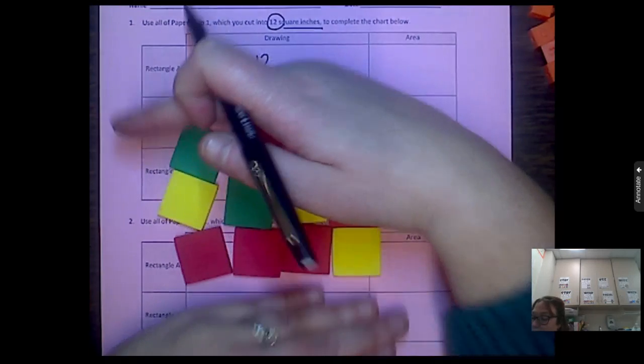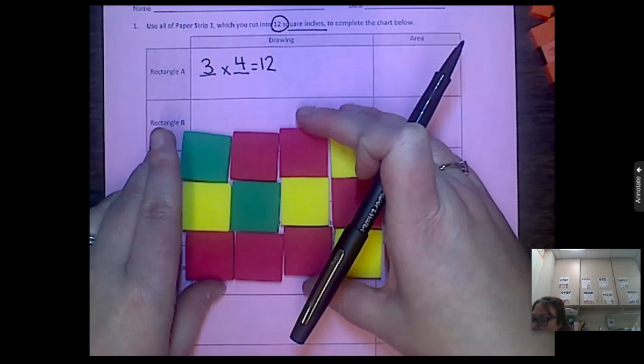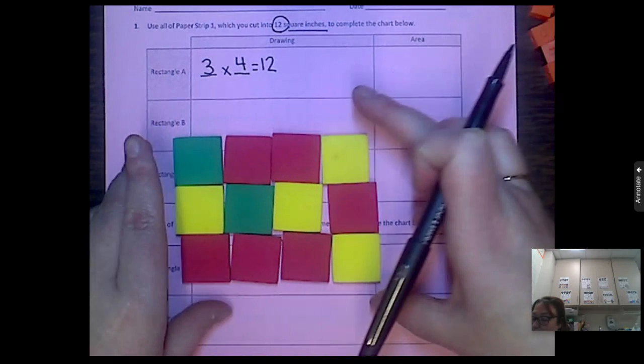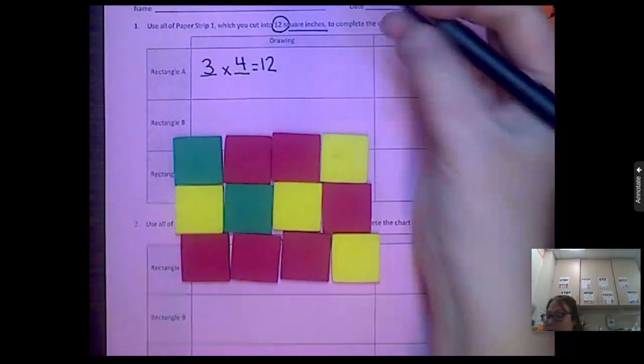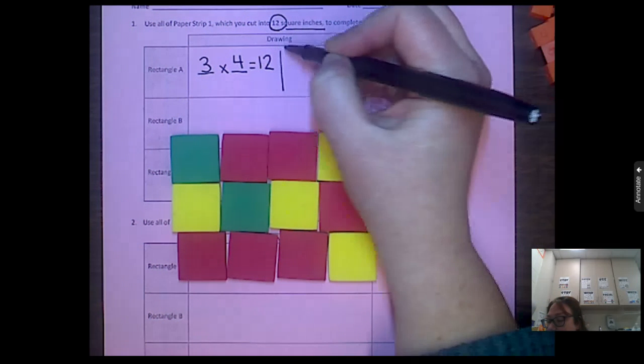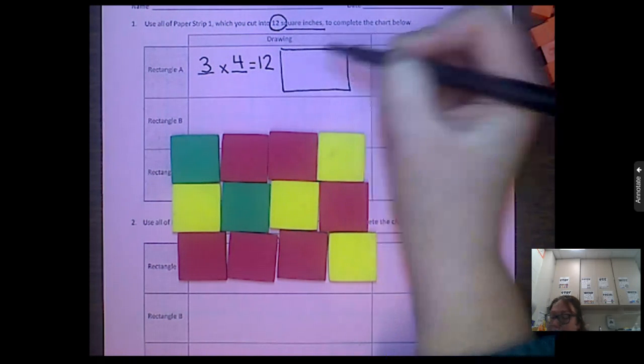So with your square inch tiles, I want you to make a rectangle that has an area of 12. That's 12 square inches. So with your 12 tiles, okay? And then we can write that number sentence. And then for the drawing that goes with it, it's going to have 3 rows.